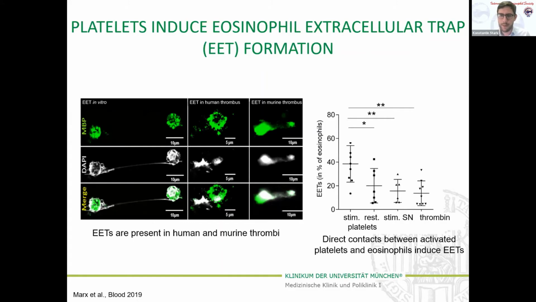So next we asked how are these eosinophil extracellular traps formed, and we saw that direct contact with stimulated platelets, but not with supernatant of platelets, induced the formation of eosinophil extracellular traps, indicating that there's a kind of mutual activation of eosinophils and platelets in thrombosis.